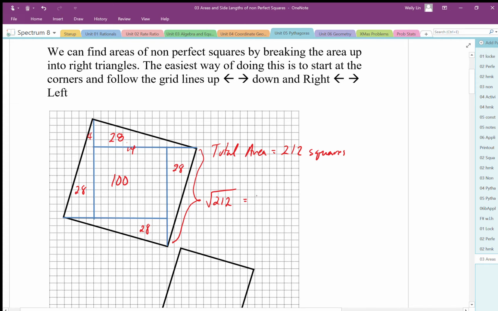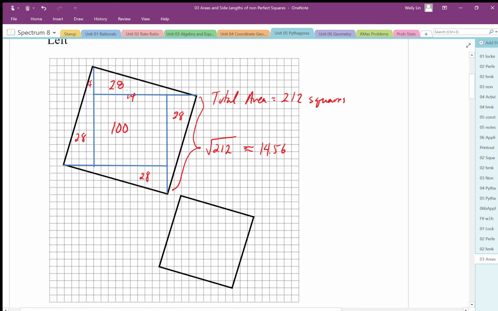So this is approximately 14.56 length. So the key then is to be able to break up these diagonal squares into the right triangles and the square in the middle. So again, we want to draw in straight down, and we have to follow the grid lines all the way to the corner. And then we'll go across from the corner. And then again from the corner, we're going to go across, and then from the corner, we're going to go across again.